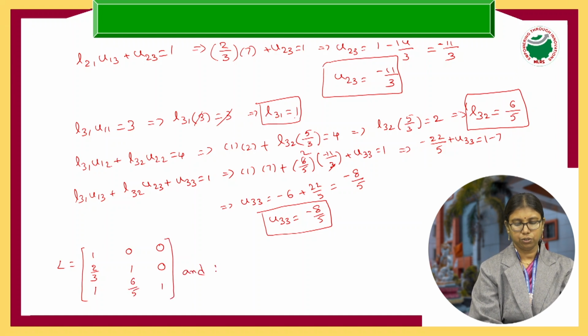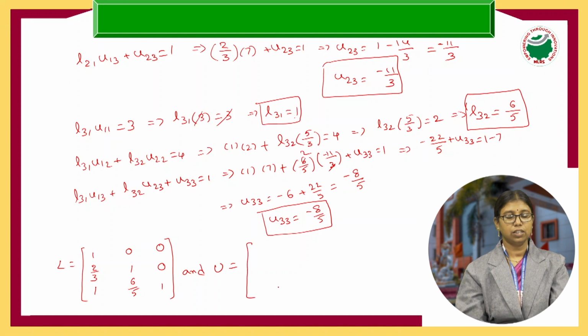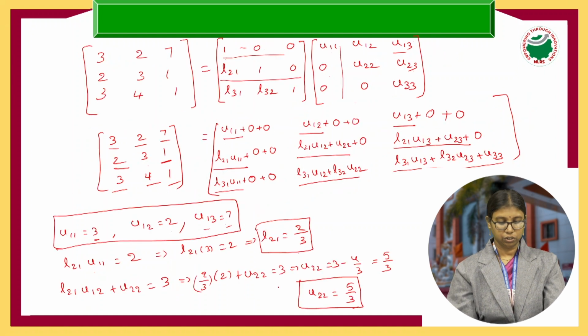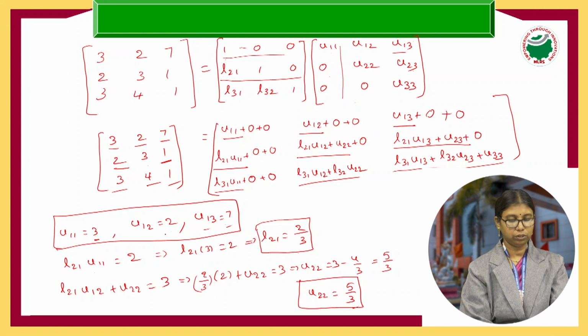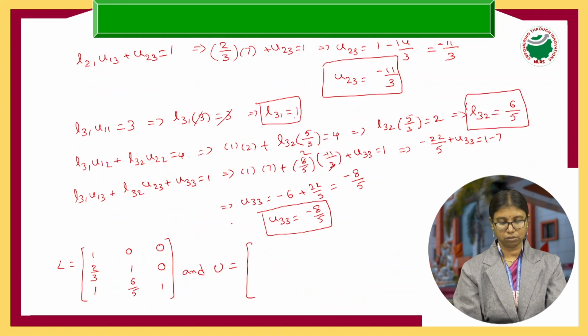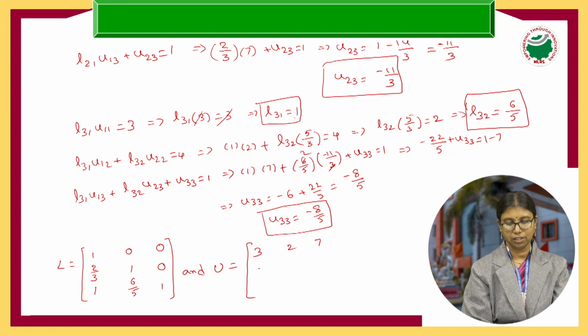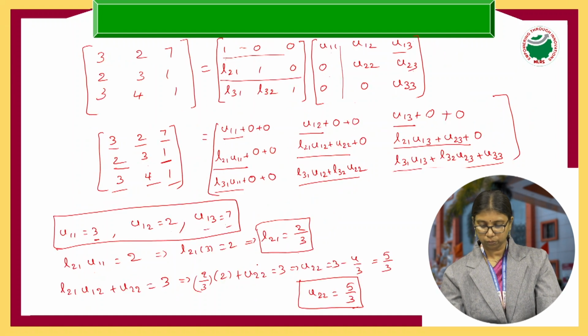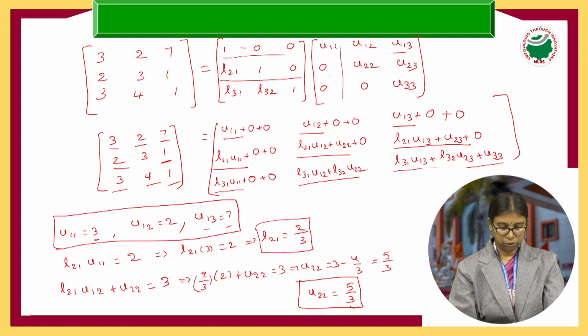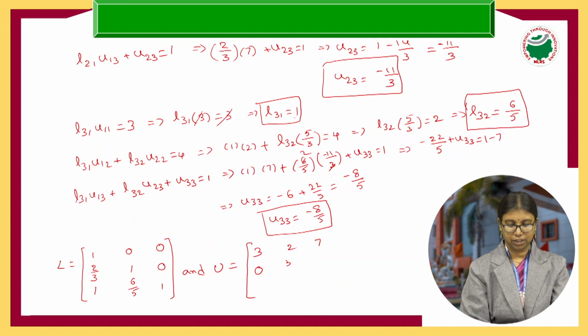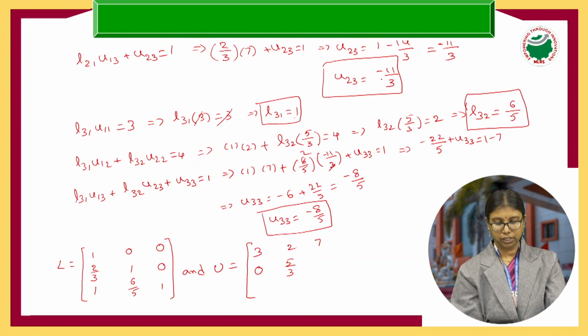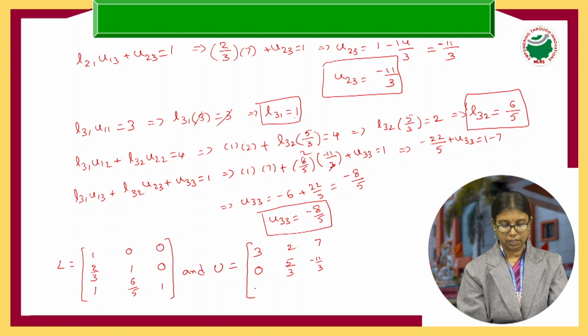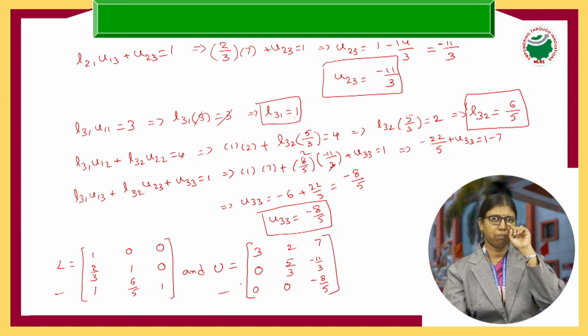And similarly the U matrix. Here U11 is 3, U12 is 2, U13 is 7. So these are 3, 2, 7, then 0, U22. U22 is 5 by 3. Next, U23 is minus 11 by 3. Next 0, 0, U33 is minus 8 by 5. So these are the values of L and U. So with this your step 1 is completed.